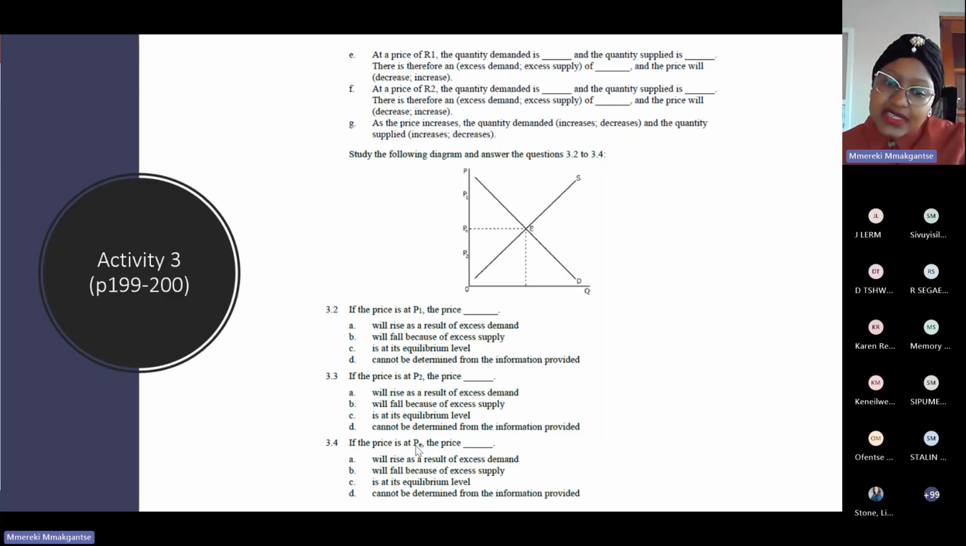So if the price is at PE here, equilibrium, where supply meets demand, what is our answer? If the price is at PE. Yes, correct, it is C. The price is at equilibrium level.